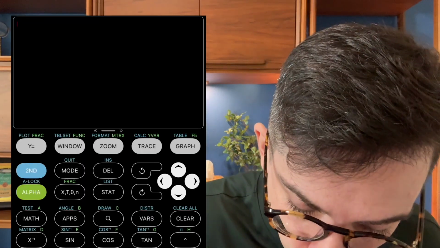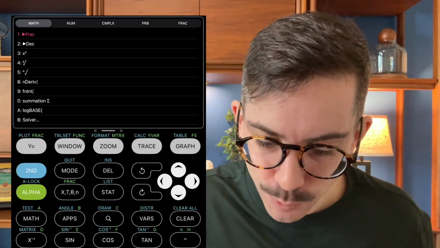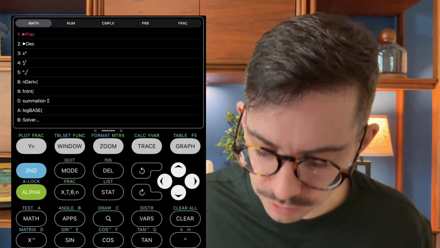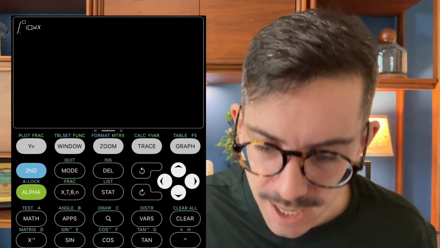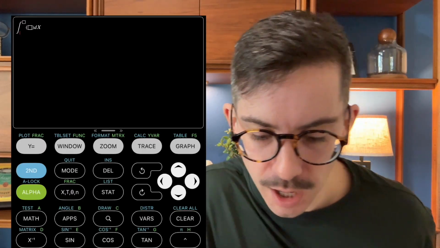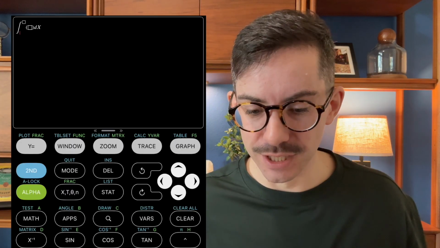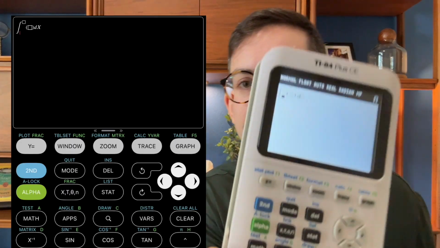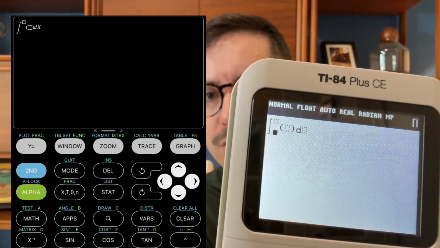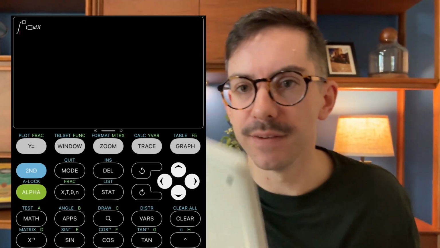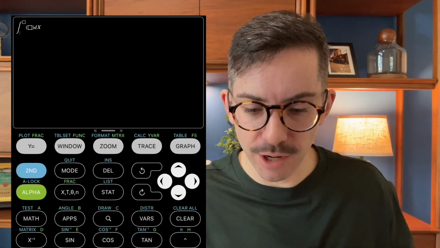Well, we're going to again pull up the Math menu, and this time we hit 9 for function integral, fn int. It again pulls up, very helpfully, the skeleton of a definite integral. You can see what it looks like on the physical calculator again as well, with one more box to fill in for the variable. But let's check how this works.